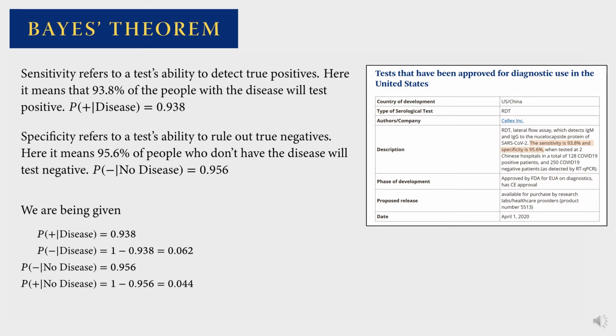Sensitivity refers to the ability to detect true positives. This test is 93.8% sensitive. So, given that a person has the disease, the test has a 93.8% probability of coming up positive. Probability of positive given disease equals 0.938. That would mean that if the person has the disease, they would test negative 6.2% of the time.